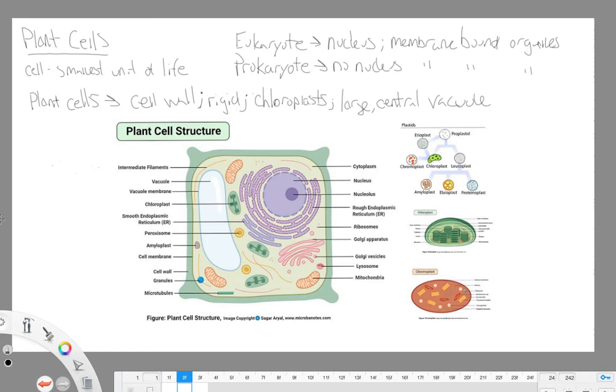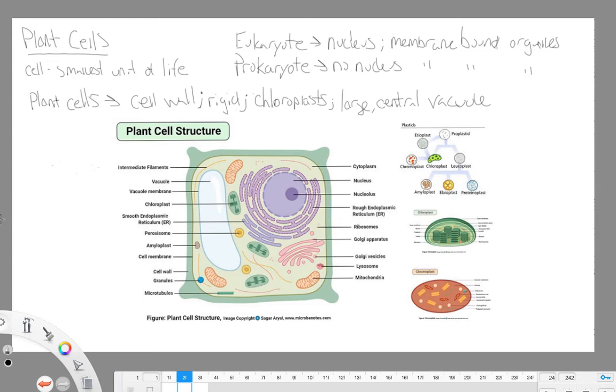So we are focusing on our eukaryotes, and we said that there are some differences between plant cells and animal cells. Those important differences are that our plant cells have a cell wall, which gives them a more rigid structure. They also have chloroplasts, which are organelles responsible for photosynthesis, and that's how plants are able to create their own food. And plant cells also have a large central vacuole. While our animal cells have vacuoles, it's typically not this large central one that you see in our plant cells.